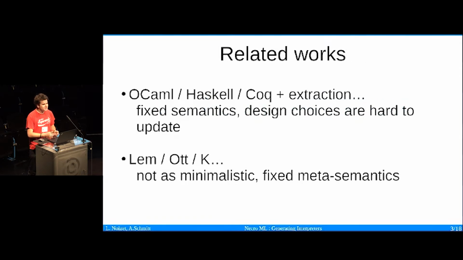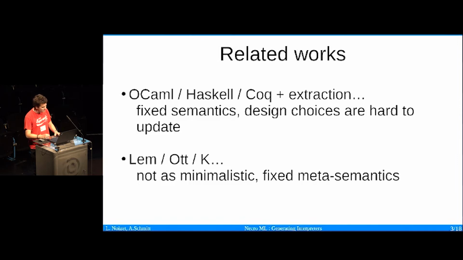Some works already exist in this field. So the basic way to create interpreters is to write them in OCaml, Haskell, or in Coq, and extract them to OCaml or things like that. It usually works, but the main issue is that if you use a shallow embedding, you cannot handle directly the AST of the language that you describe. And the design choices are really hard to update, so, for example, going from a shallow to a deep embedding or the other way around. And if you use a deep embedding, well, it's really heavy to handle.